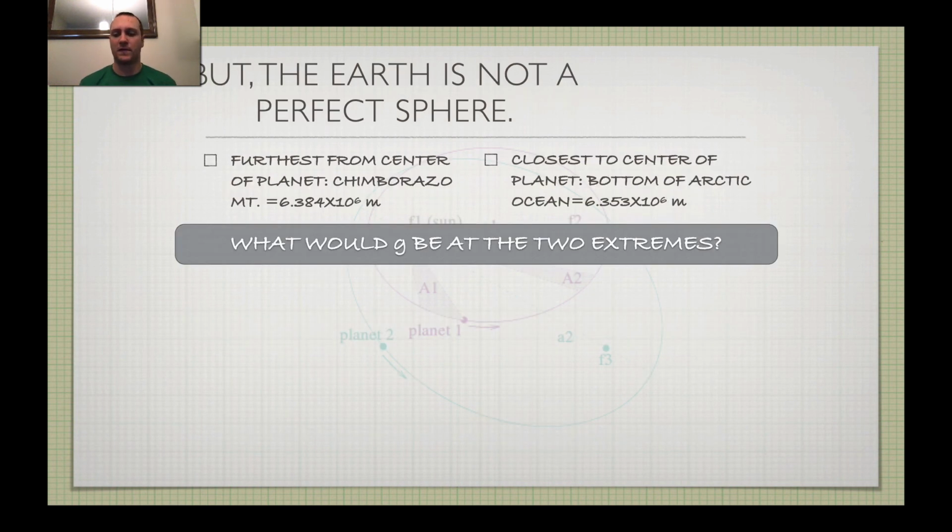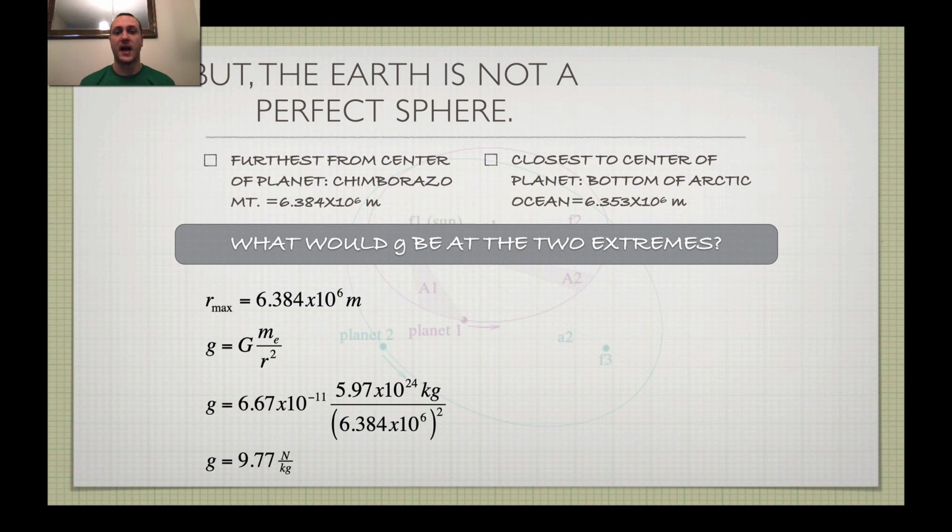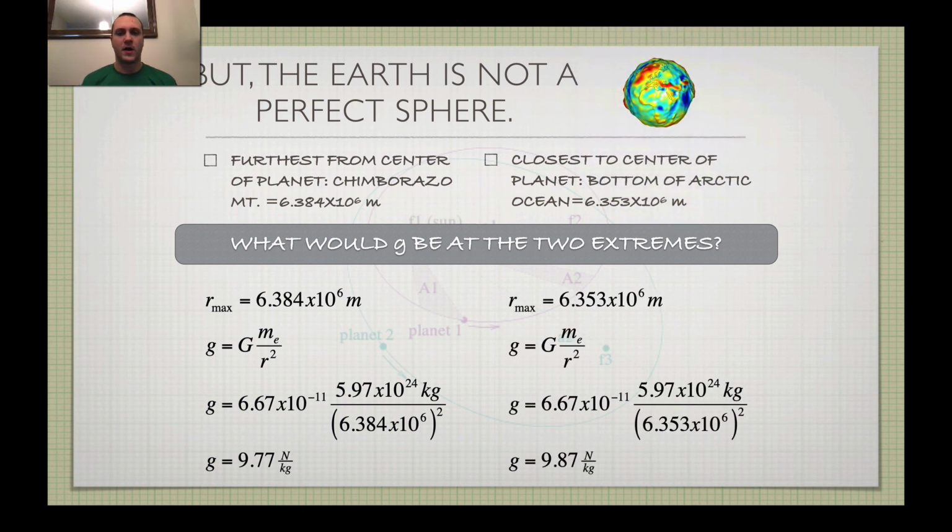So the Earth is not a perfect sphere. It's not, right? It has hills and valleys and mountains and plateaus, and plenty of geographical features that influence it. So really, the acceleration due to gravity or the gravitational field strength changes depending on your location, as was previously talked about. The furthest location from the center of the planet is Mount Chimborazo, and the closest spot is the bottom of the Arctic Ocean.